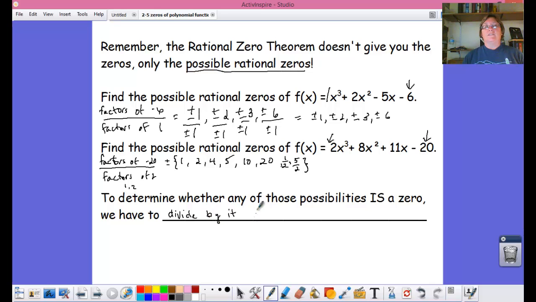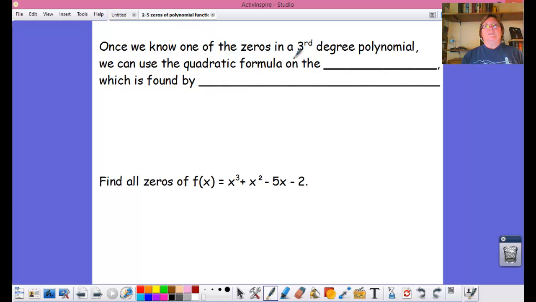So that's why synthetic division will be our friend, because it's quick. Okay, synthetic division. Yay! Once we know one of the zeros in a third degree polynomial, a cubic, then you can use the quadratic formula on what's called the depressed polynomial, because it's so sad. Depressed polynomial, which is found by, and again, that's found by using synthetic division.